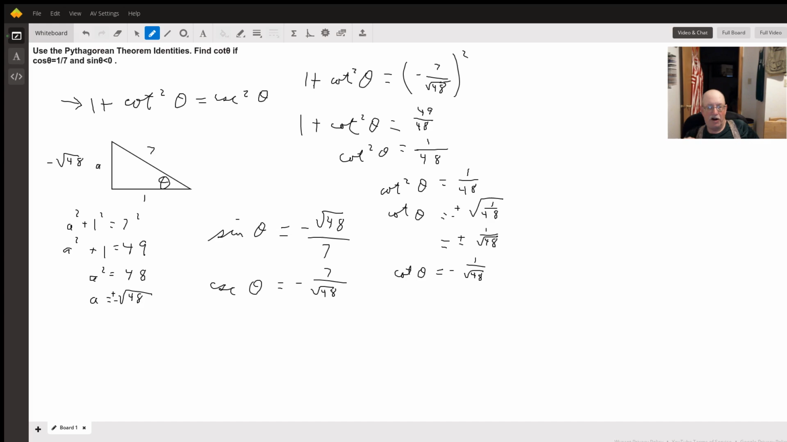In our identity, we want to use the cosecant, so we take the reciprocal of the sine. So cosecant of theta is negative 7 over the square root of 48. We plug that in for our cosecant, and we get 1 plus cotangent squared of theta equals negative 7 over the square root of 48, squared. When I square that, I get 1 plus cotangent squared theta equals 49/48. I subtract 1 from both sides and get cotangent squared equals 1 over 48.